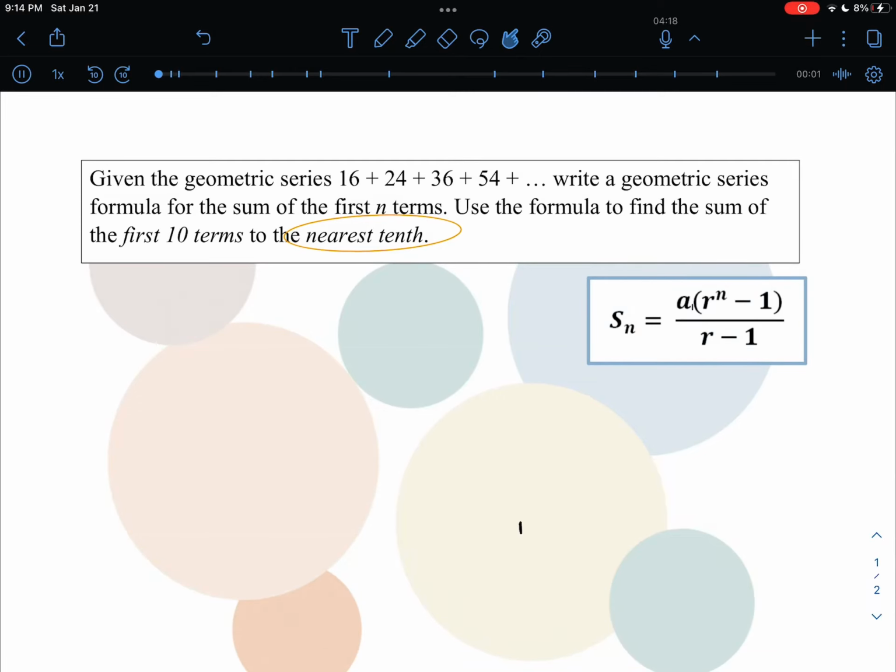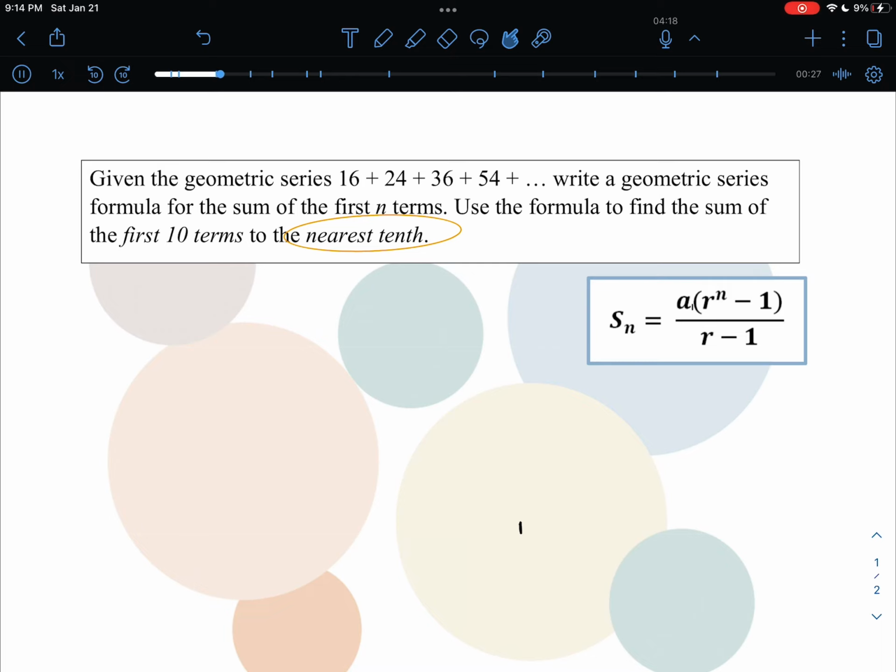It's time for another Algebra 2 Regents quick question walkthrough, and this one is on geometric series. The question says, given the geometric series 16 plus 24 plus 36 plus 54 plus, write a geometric series formula for the sum of the first n terms. Use the formula to find the sum of the first 10 terms to the nearest tenth.